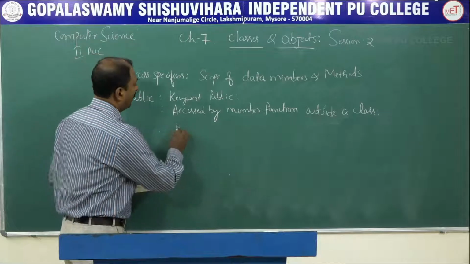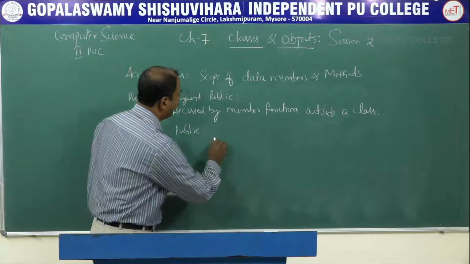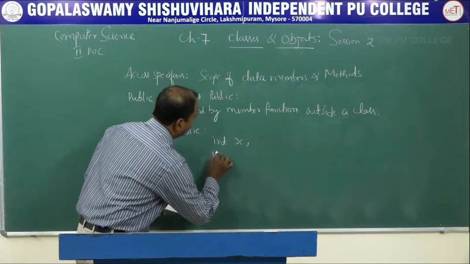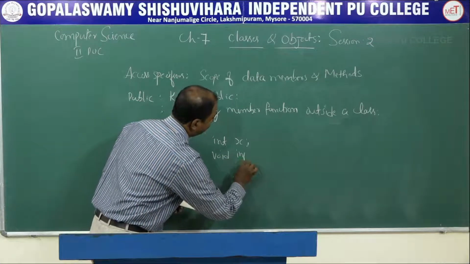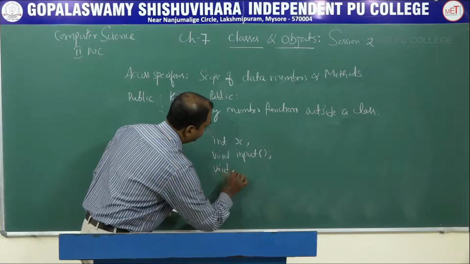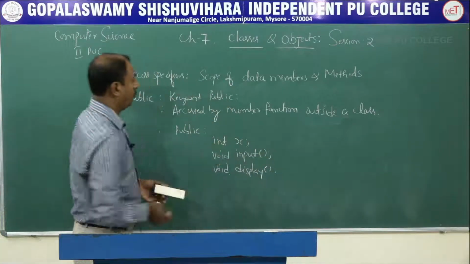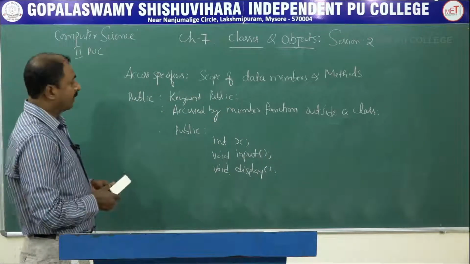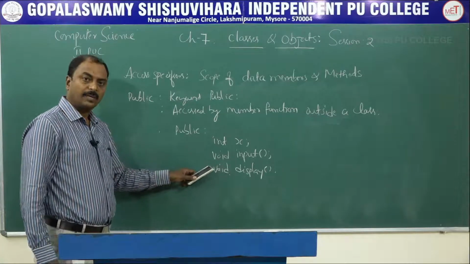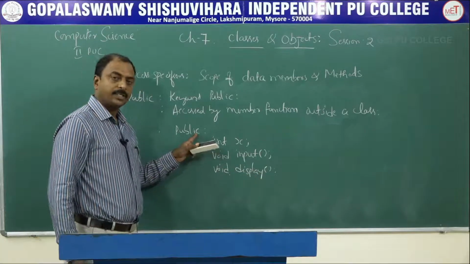That is an example. Already you know that we write the keyword public, and here we are going to write data members, for example int x, or a function void input(); and void display(); is one more function. So students, this is the public access specifier. Generally, in programming, we write all member functions under the public access specifier.